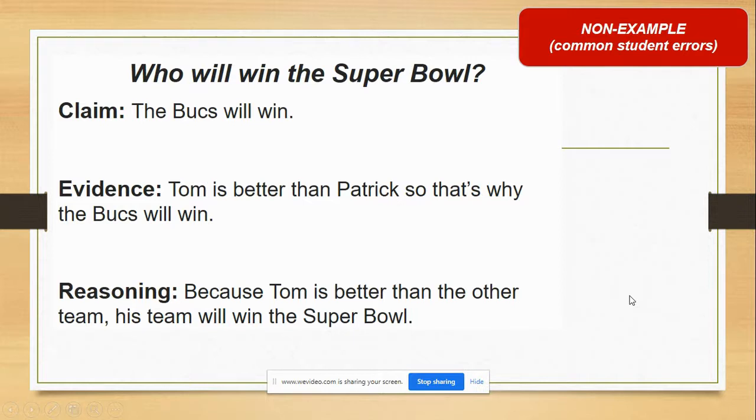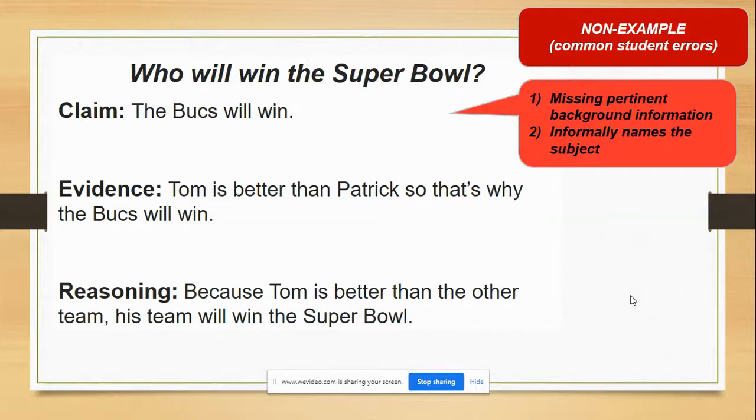Let's take a look at a non-example showing a number of common student errors. My pretend subject will be, who will win the Super Bowl? The Bucks will win is this claim. Okay? Problem with this claim is it's missing any pertinent information for the background. The Bucks will win what? When is this taking place? There's not enough of the question recapped in the claim for the reader to have a basic concept of what's going on. Also, the Bucks is an informal name. You would want to make sure you spell out the entire team name for this example when presenting your claim.